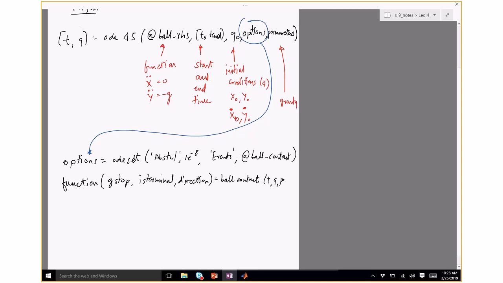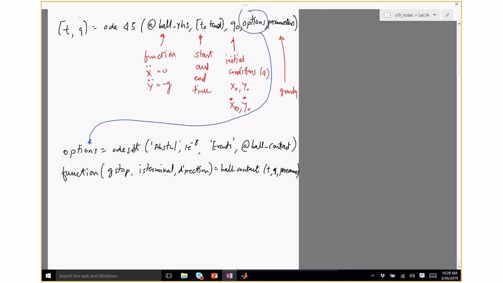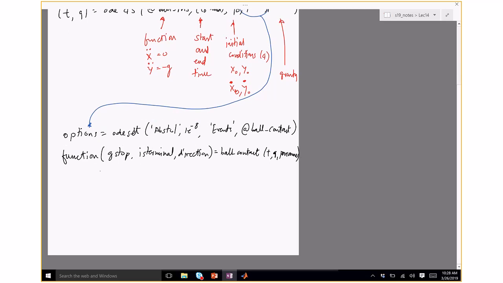Okay, T, Q, parameters. The function would have, as I said, three outputs. So the g stop, right, when you have outputs, you have to pass them back. g stop would be the y value. What is the y value? The y value is Q3. The way I've written my MATLAB file is that the third element of Q is y. Q has x, x dot, y, y dot. Third element is y. So then g stop equals y.